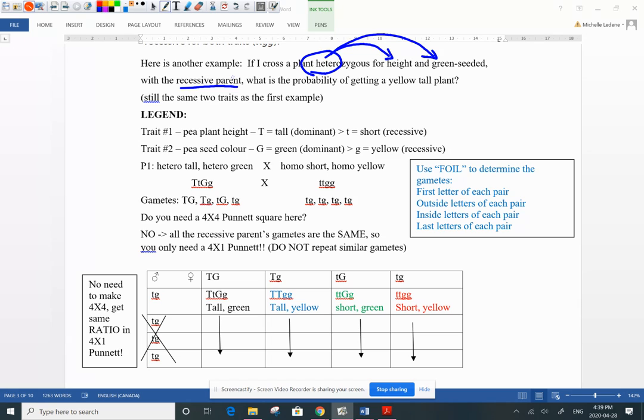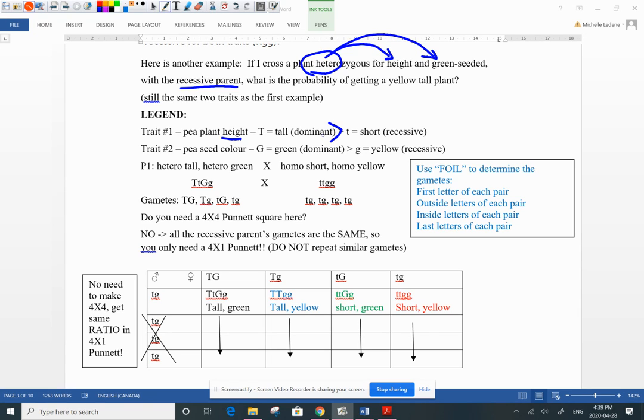So we're going to use the same letters here that we did for the alleles in the previous example. So for height, we have big T for tall, that's our dominant. And it is dominant to the little t, that's the recessive allele. And again, we use the same letter for each trait. So big T for tall, not an S for short, but a little t for short. And we will keep our letters together.